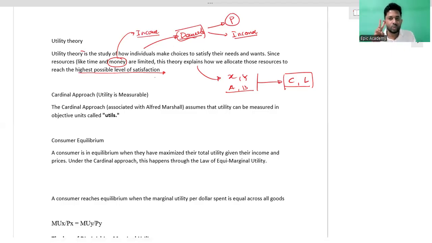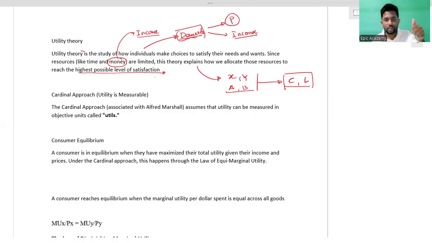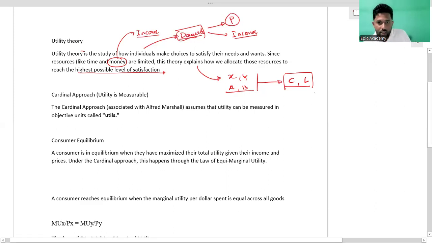We can utilize two types of approaches. The first one is the cardinal approach. It was invented by Alfred Marshall. In the cardinal approach, we are going to calculate the utility. So already I said that utility means satisfaction.